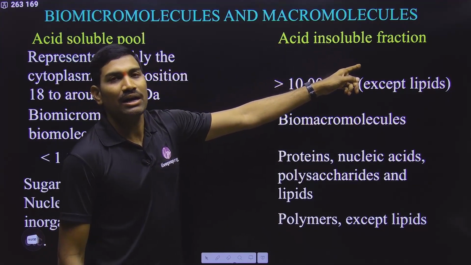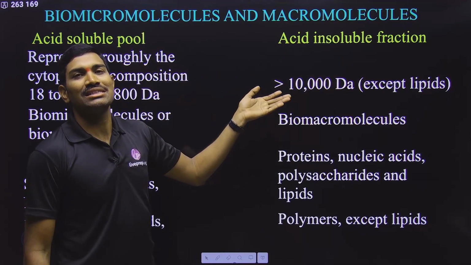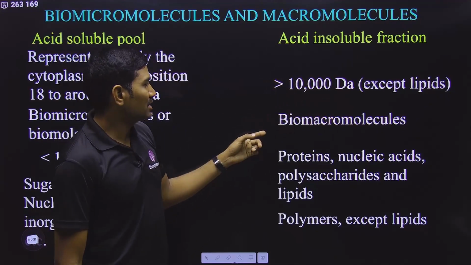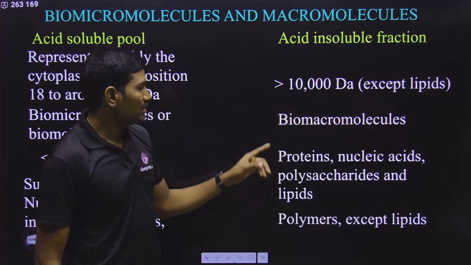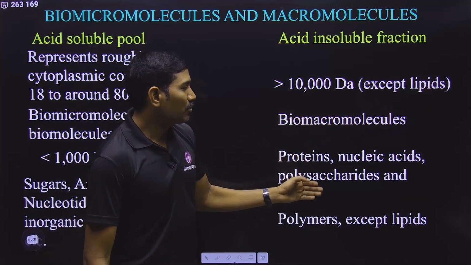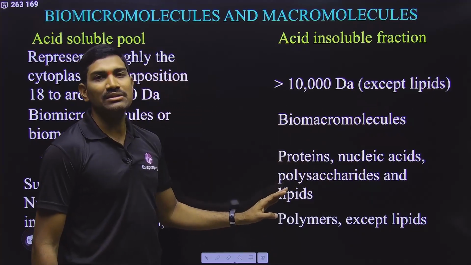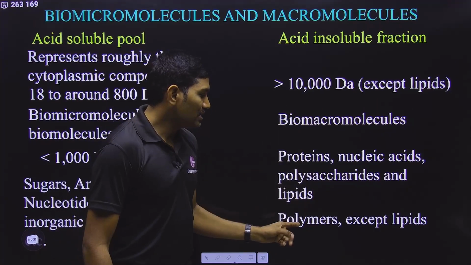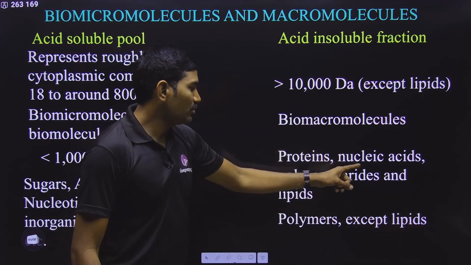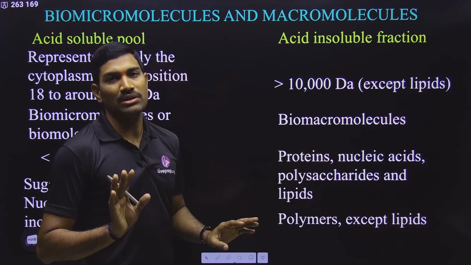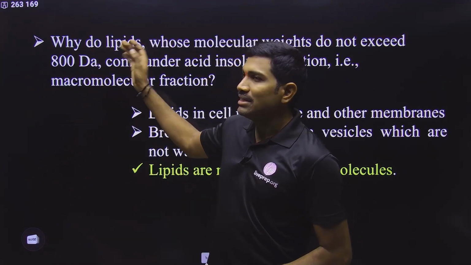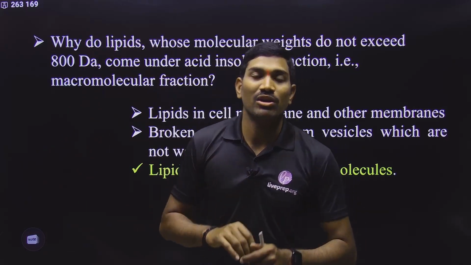Acid insoluble pool, or retentate, and here the molecules generally have a size greater than 10,000 Daltons, 10 kilodaltons. But the exception is lipids. These are simply called biomacromolecules, large molecules, and proteins, nucleic acids, polysaccharides, and lipids are present. All these are polymers except the lipids. Lipids are not polymers, but proteins, nucleic acids, and polysaccharides are polymers. Clear?